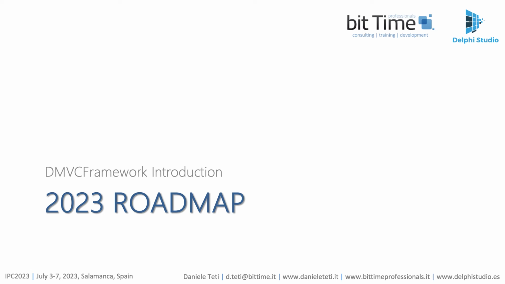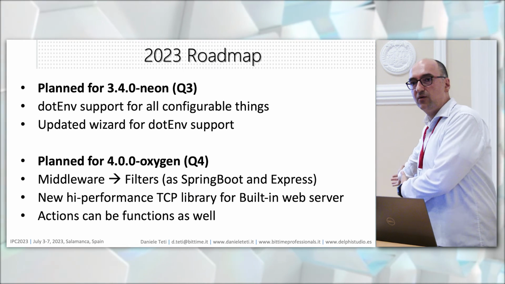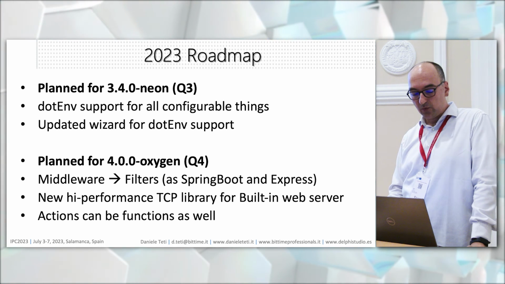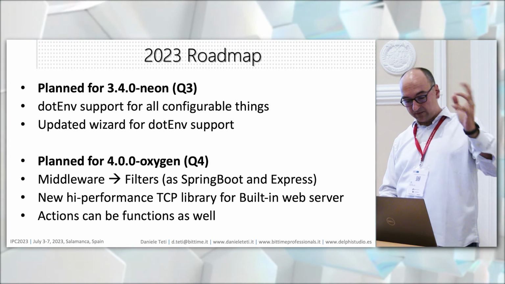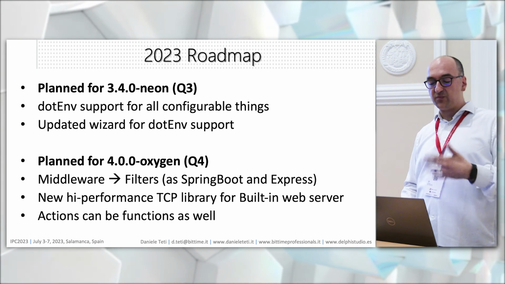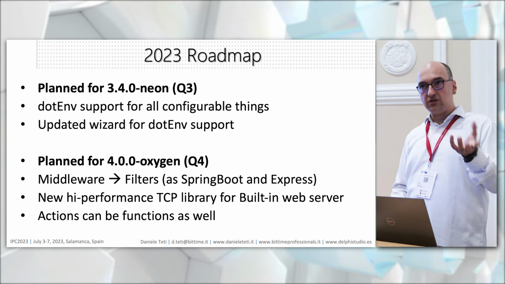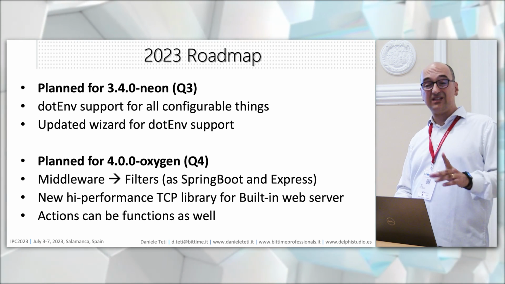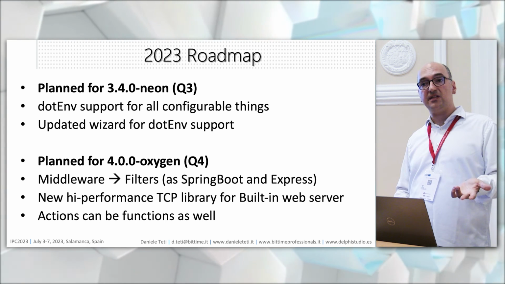About the roadmap for 2023, by the time I come back to Rome, there will be released the 3.4.0 Neon with the .env support and an updated wizard. And for the end of the year, we will do the major version release, changing middleware and filters the way Spring Boot and Express on Node.js do. We will also add another option for the high-performance TCP library, which is not based on Indy, but this is just for the built-in server. And also the actions can be functions as well, and not only procedures.